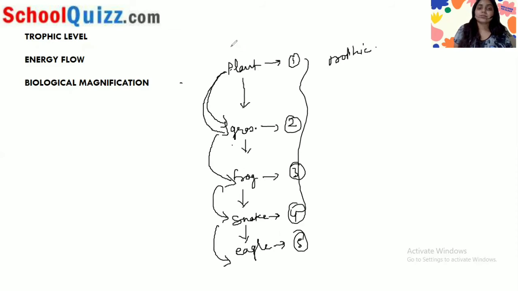Basically, where do the plants get their energy from? Plants get the energy from the sun. And it is not necessary that all the energy the plant gets from the sun is absorbed by the grasshopper, or you can say it is absorbed by the plant.